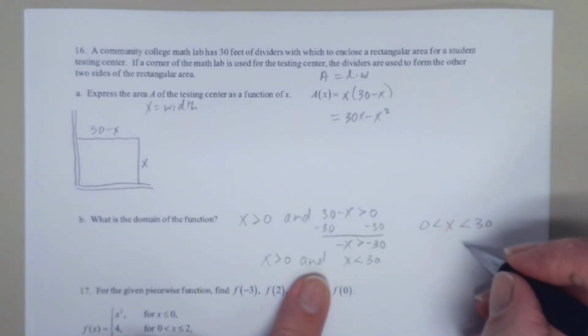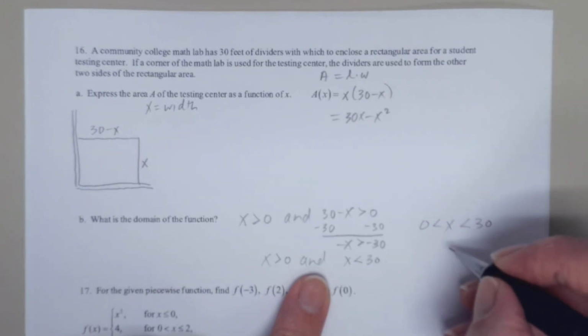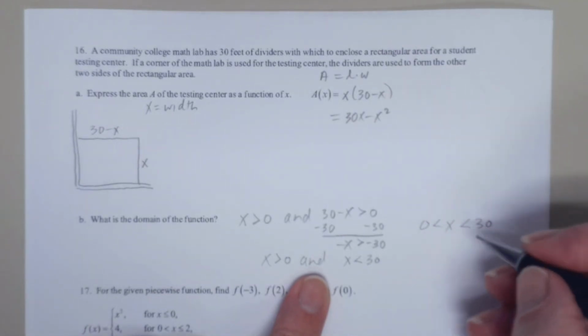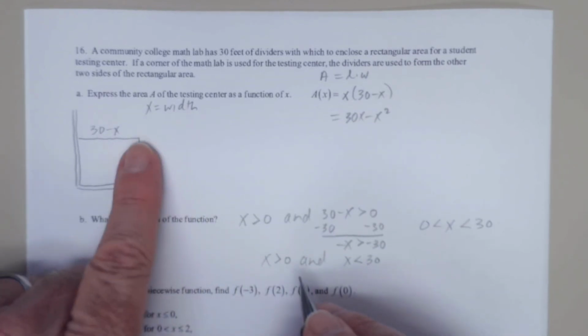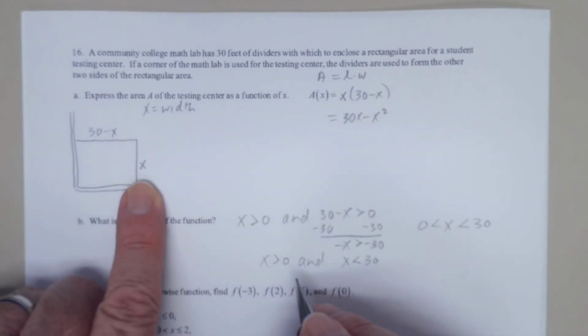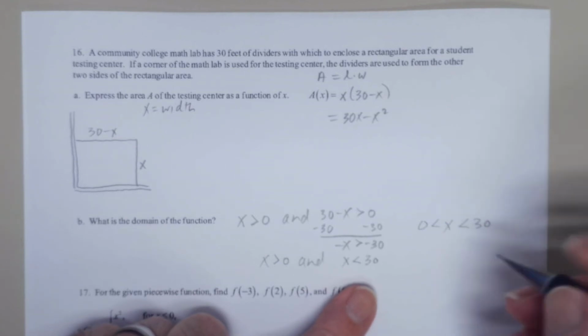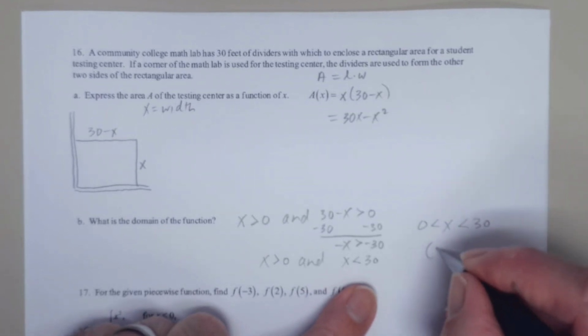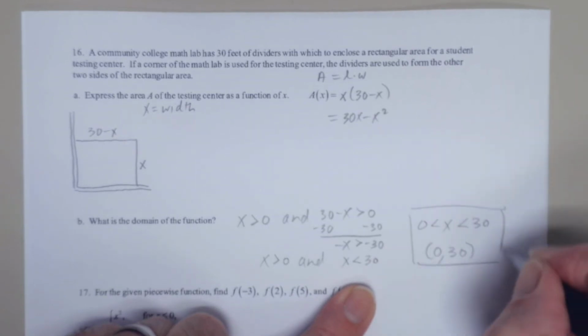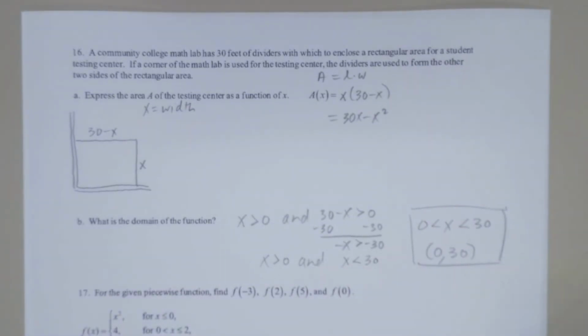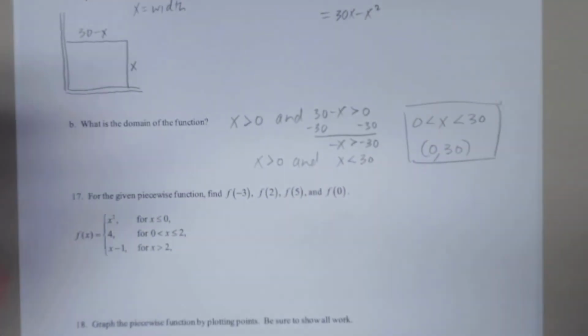That is our domain, which makes sense. I mean, if we only have 30 feet of fencing, there's no way that either of these could be 30. It can't be 0. They have to be somewhere in between that. This could also be written in interval notation, 0 to 30. All right, let's move on to number 17.